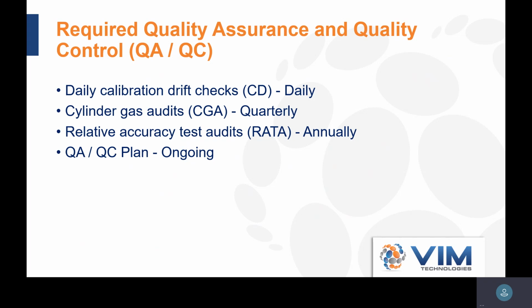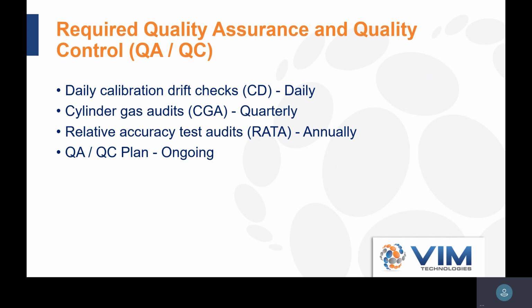So you inject a 0 gas, check the 0 reading, then a span gas, and check the span reading against the concentration that you've injected. The pass-fail criteria, we'll go over in a little bit, but you have to meet certain criteria to pass that calibration drift test.